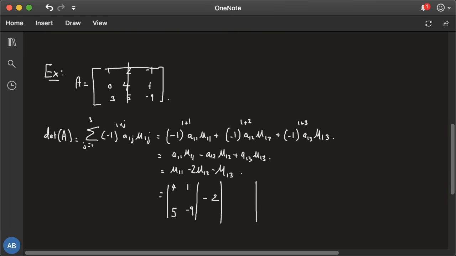We're left with 0, 1, 3, and minus 9, and minus m13, which is obtained by eliminating the first row and third column. So we're left with 0, 4, 3, and 5. Now let's compute those determinants.